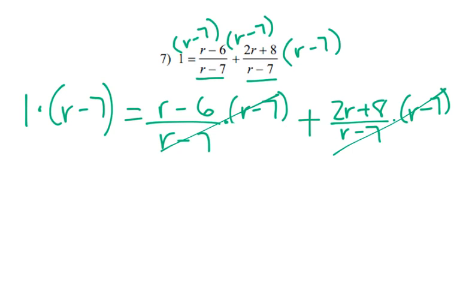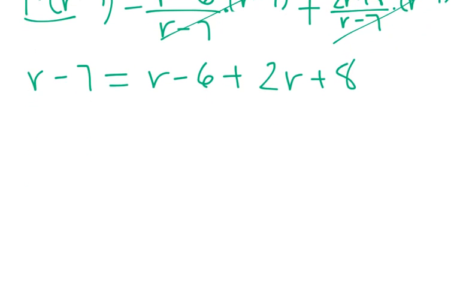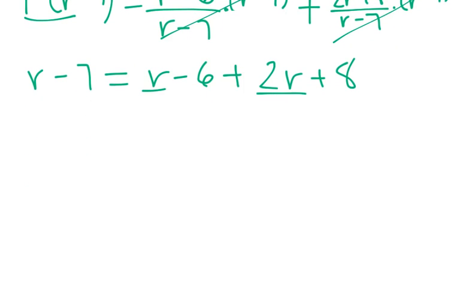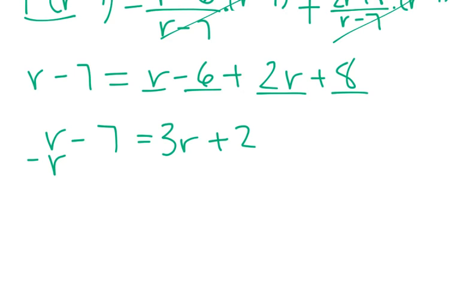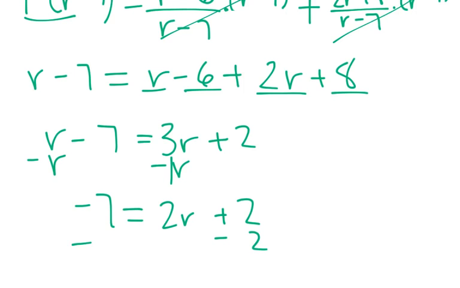So those cancel, that becomes r minus 7. We're left with r minus 6 plus 2r plus 8. So let's combine like terms. R and 2r would give me 3r. Negative 6 and 8 would give me positive 2. R minus 7. So we could subtract r from both sides. So negative 7 equals 2r plus 2. Subtract 2. We get negative 9 equals 2r.